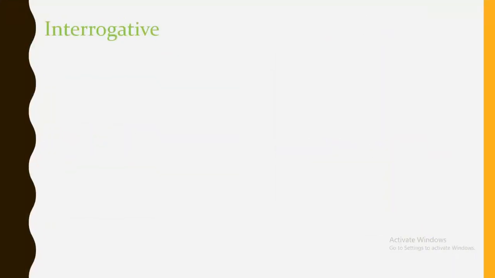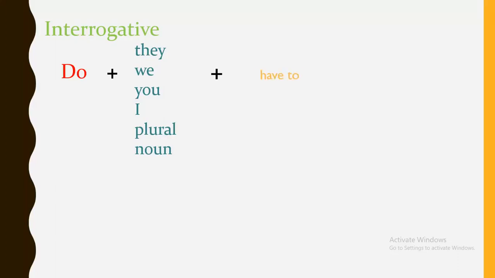Okay, for the rest of the pronouns, we are gonna use do with they, we, you, I, or the plural noun. And after that, we will write have to, and then the verb in its infinitive form, and the question mark as usual.